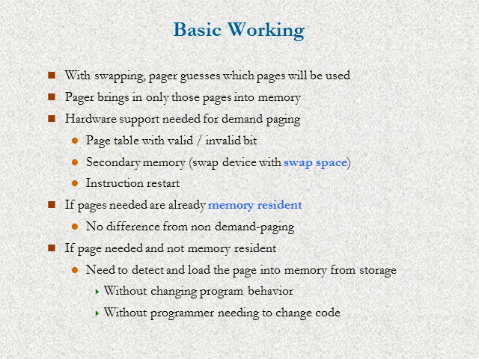Here we have the basic working of demand paging. Once a process is scheduled to be executed, all the pages associated with this process are loaded onto the swap space instead of the main memory. Now we have a prediction algorithm that predicts the number of pages which are to be loaded onto the main memory, which are required to start the execution of this process. There are algorithms for this prediction. So once the initial pages are loaded onto the main memory, the process starts its execution.